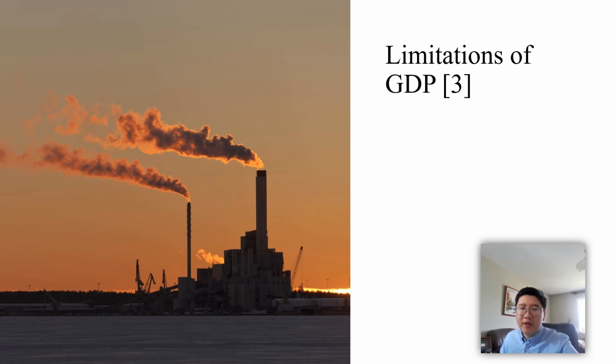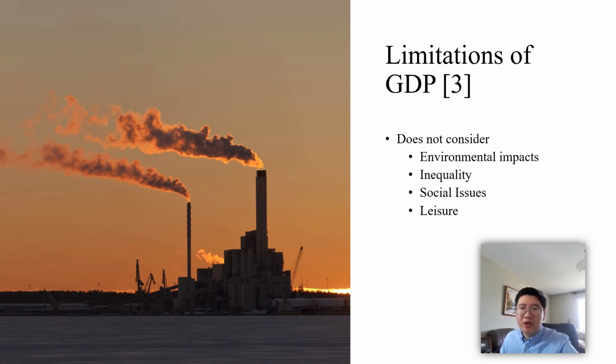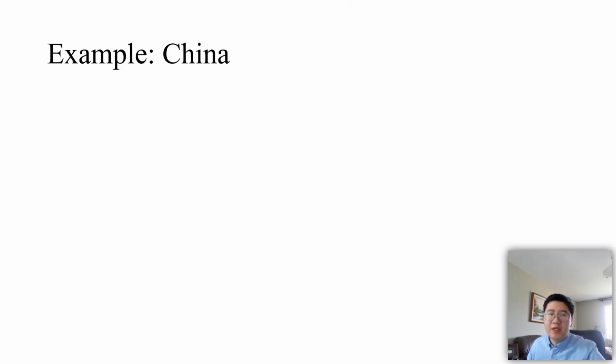GDP only looks at the economy. It does not consider quality of life through pollution, which is the environment, wealth inequality, social issues like crime and freedom, and the leisure time of citizens who could be overworked. An example of GDP not necessarily reflecting quality of life would be China.